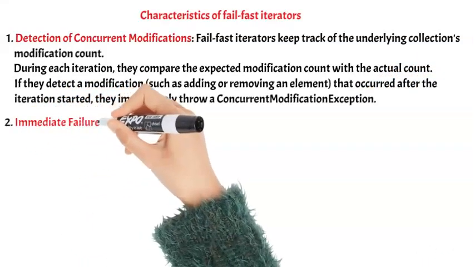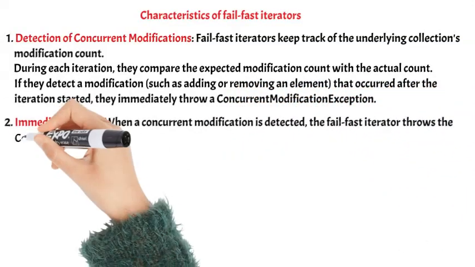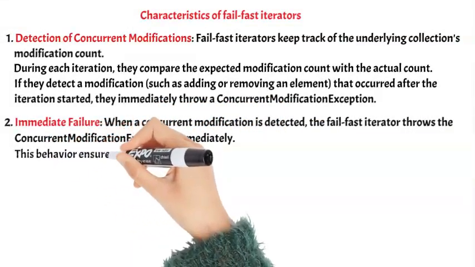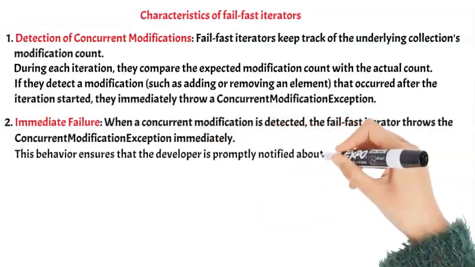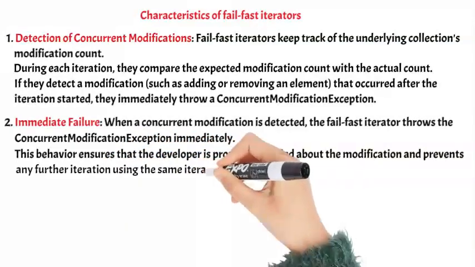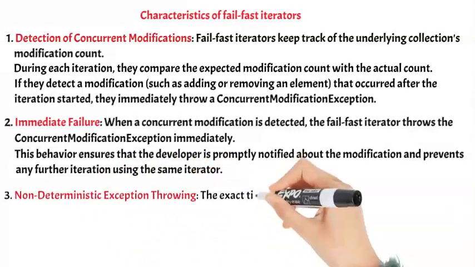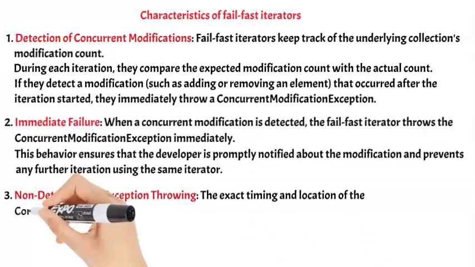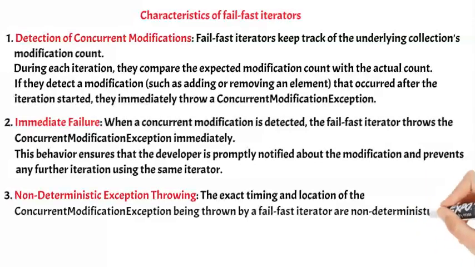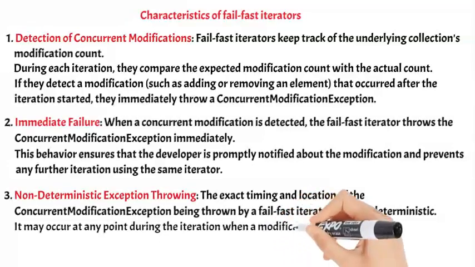2. Immediate failure. When a concurrent modification is detected, the fail-fast iterator throws the ConcurrentModificationException immediately. This behavior ensures that the developer is promptly notified about the modification and prevents any further iteration using the same iterator. 3. Non-deterministic exception throwing. The exact timing and location of the ConcurrentModificationException being thrown by a fail-fast iterator are non-deterministic. It may occur at any point during the iteration when a modification is detected.